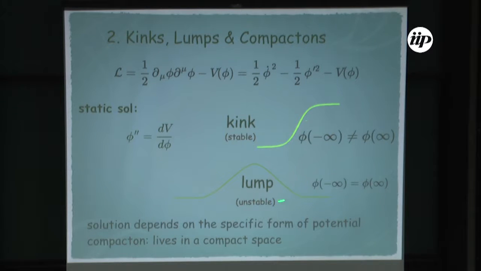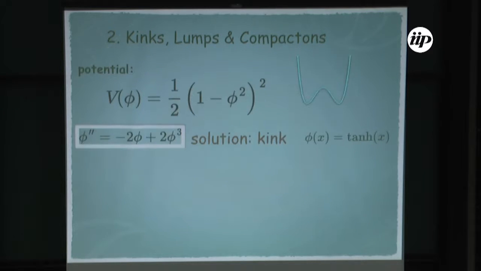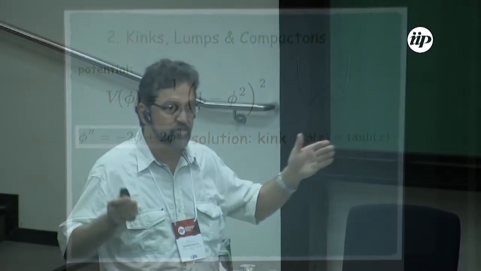And a compacton is the same thing, but in a compact space. I'll give you an example. I'll call this the phi-4 model. This is my standard model. If you have this potential, I have two minimum states here. So the topological solution, in this case, explicitly, is the hyperbolic tangent. And it reminds you of these two minimum states, spin up or spin down, red or blue.